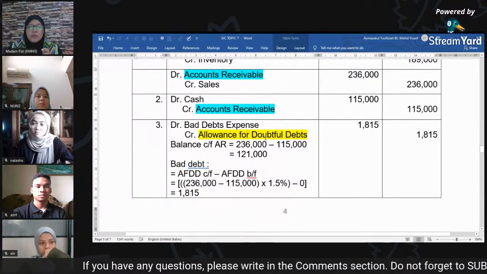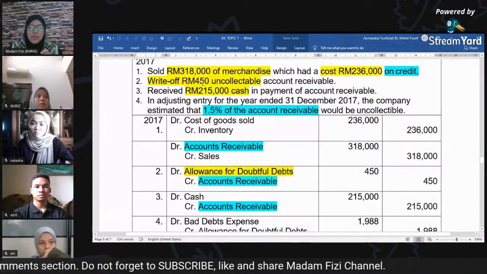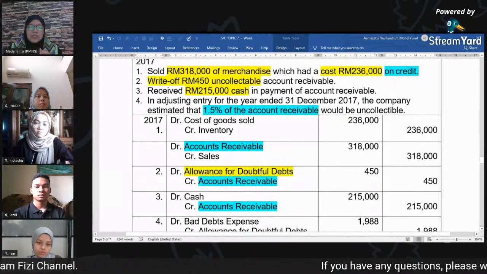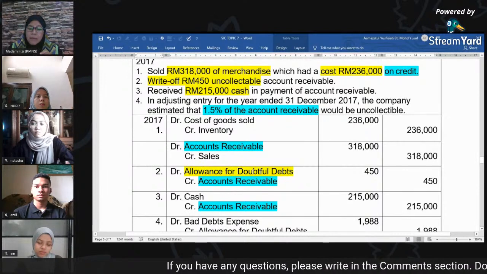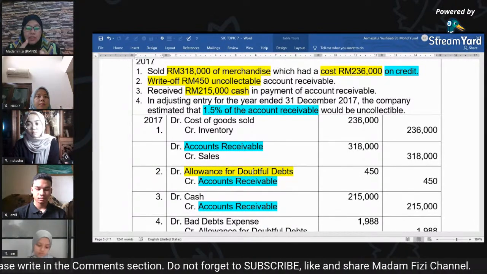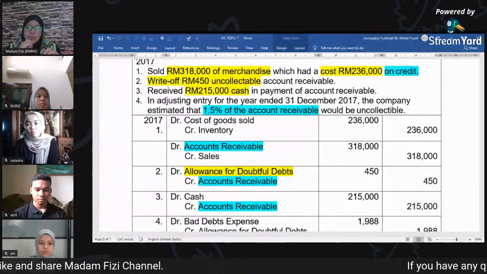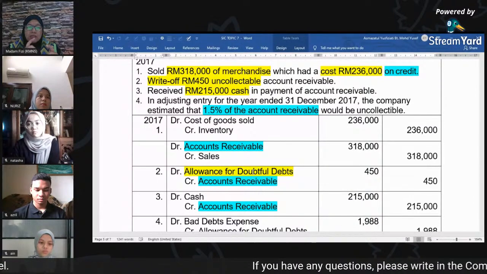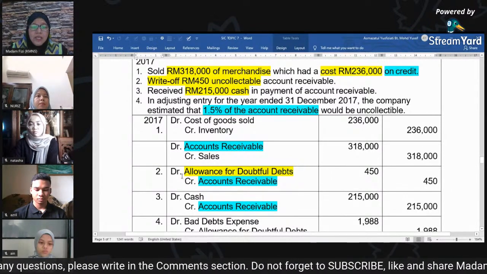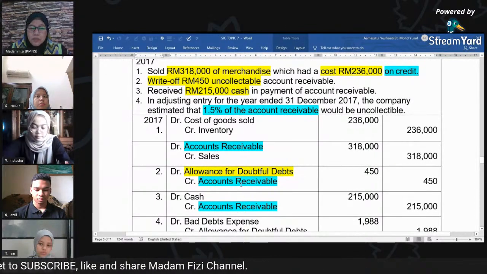Okay, so in 2017, dia write off 450 uncollectible accounts receivable. So apa dia punya journal? Debit allowance for doubtful debt, because in 2016 we already debited bad debt and credited allowance for doubtful debt, right? Allowance tu maksudnya anggaran. Now in 2017, dah sure 450 uncollectible, so you have to write off the allowance for doubtful debt. So debit allowance for doubtful debt and credit accounts receivable.